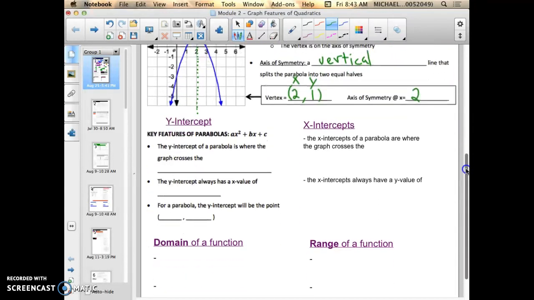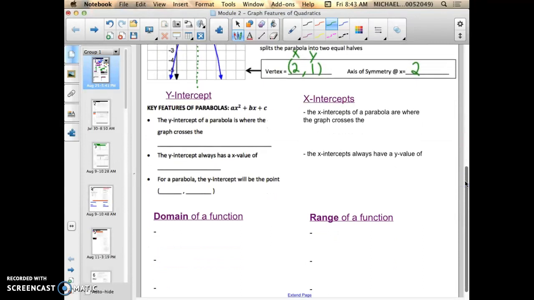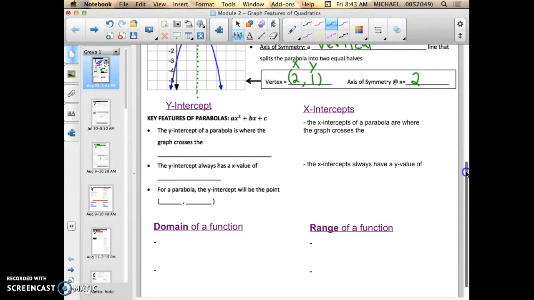Now, a couple more pieces to this video, and then the next video we're going to work through actually figuring this out for our own right. But I'm going to talk about the y-intercept, x-intercept, domain, and range of a function. And then we'll be good.